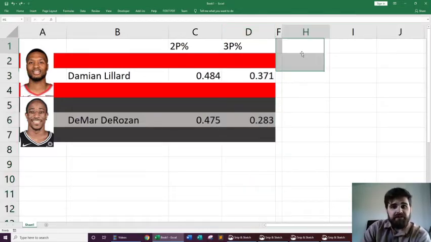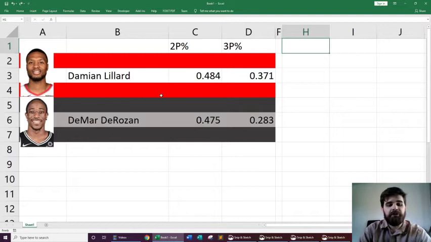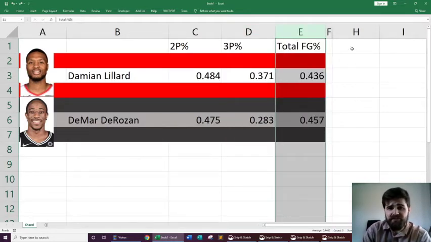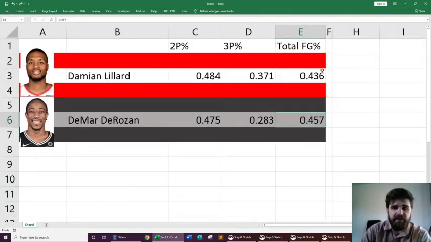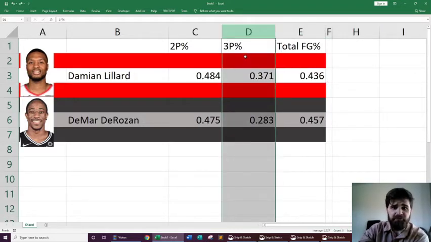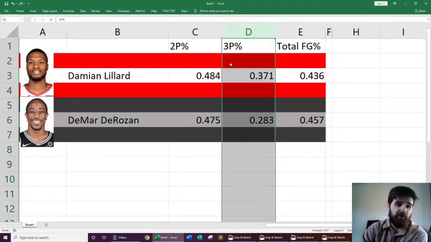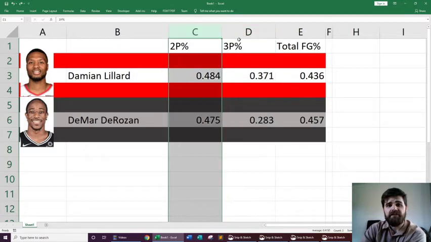But if we actually aggregate the data, so if we look at the total field goal percentage, actually DeMar DeRozan has a higher percentage. You might want to stop and think about why. If you know anything about these two basketball players, you might already have an idea of why. It's because these 3-pointers are inherently harder shots than 2-pointers. Right? The percentages are usually, always going to be lower than these.